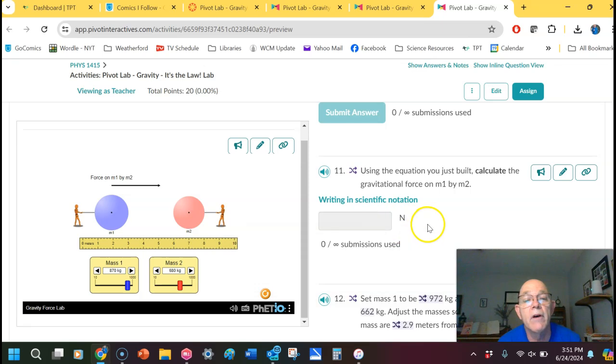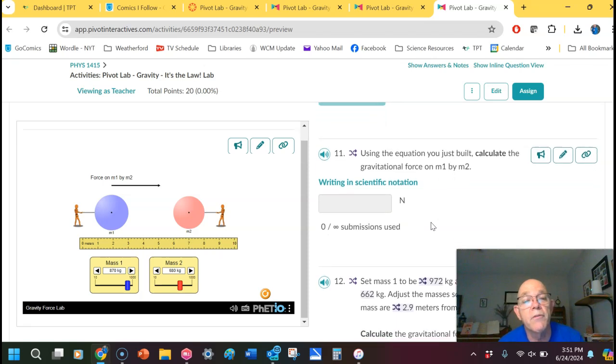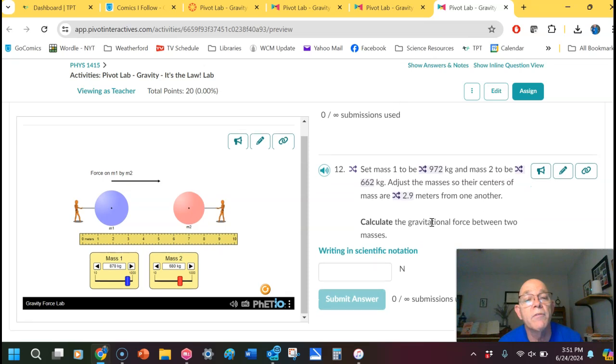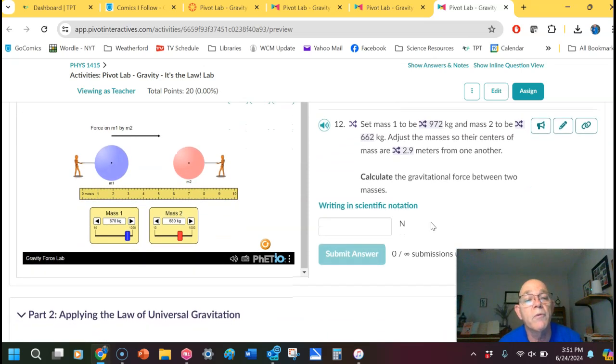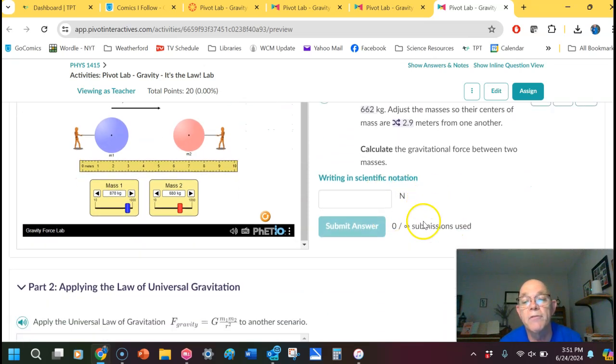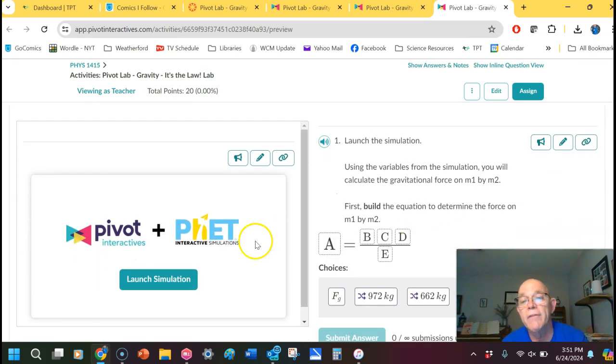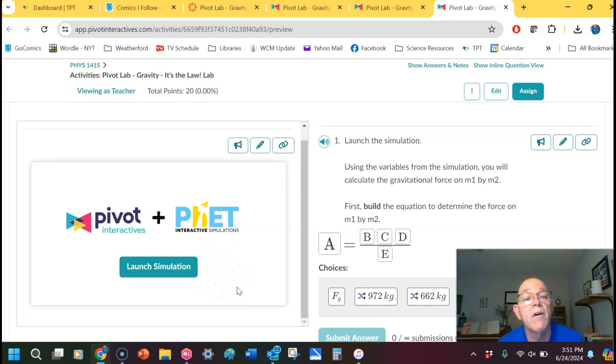All right, and it will give you a little thing about writing in scientific notation, but you need to put your answer there. All right. This one, set your masses and so forth, and find the force between them and write your answer again. Okay, so those are just going to be kind of doing that. I think that's fairly straightforward, hopefully. All right.